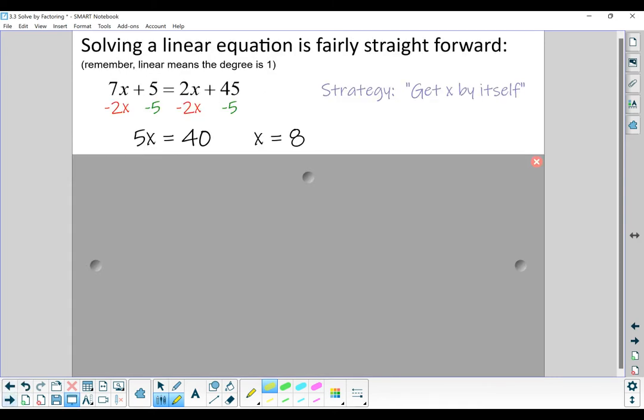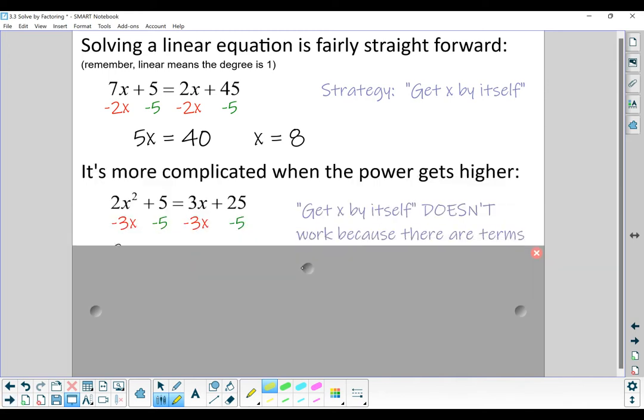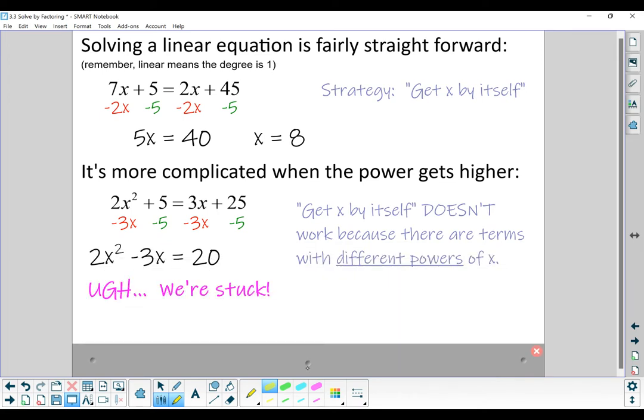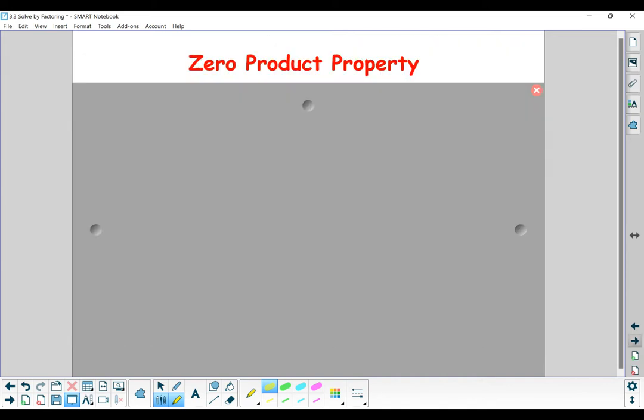Solving a linear equation is very straightforward. Linear means degree 1, so here's a linear equation, and our strategy for solving a linear equation is to get the x by itself. So you can move terms around and try to solve for x. But it's more complicated when the powers get higher. We can't just get the x by itself anymore. It doesn't work because there are terms that have different powers of x. So maybe we get all the x's to one side, but then it's equal to 20. And you can't just divide. We have to have a completely different strategy.